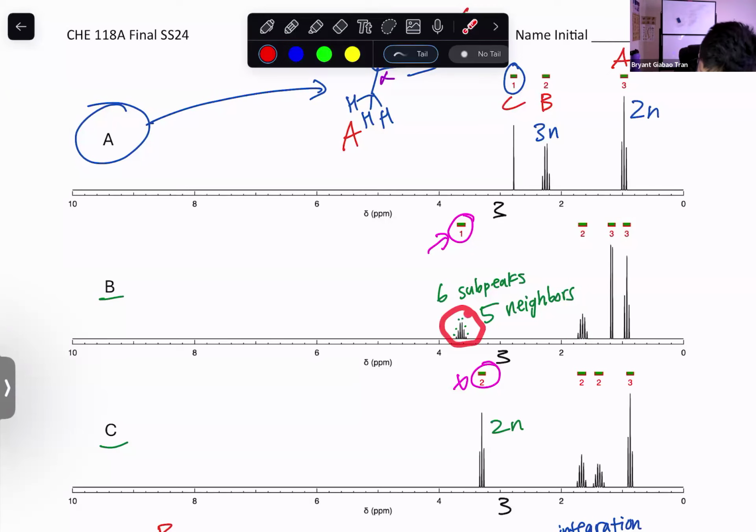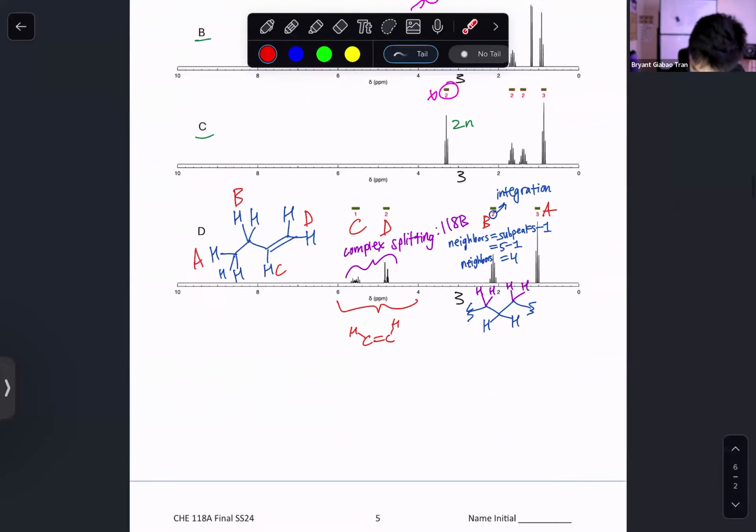This is the most de-shielded peak because it's the peak that is the most to the left side compared to all the other peaks in this HNMR spectrum. Yeah. Okay, so that was the HNMR.